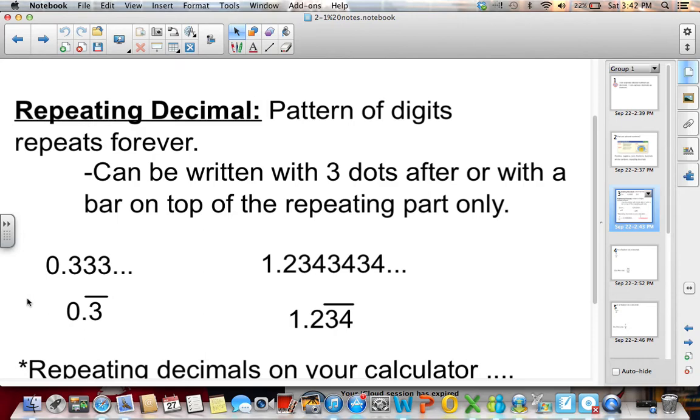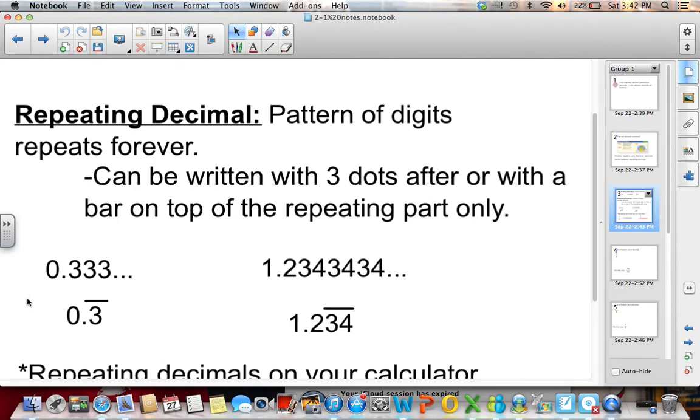A repeating decimal has a pattern of digits that repeats forever. So if you look here, 0.33333333, that's a repeating decimal. It goes on forever and ever and ever. It doesn't have an ending. One way that we can write it is with 3 dots after the end. So this tells me that this is a repeating decimal.